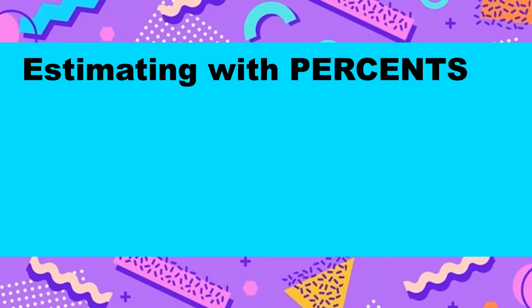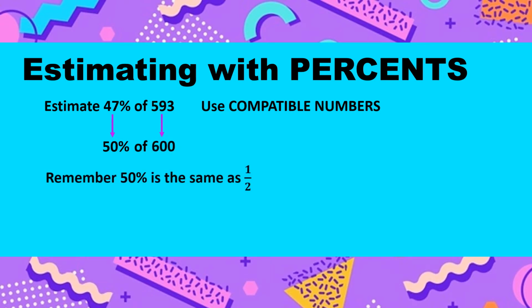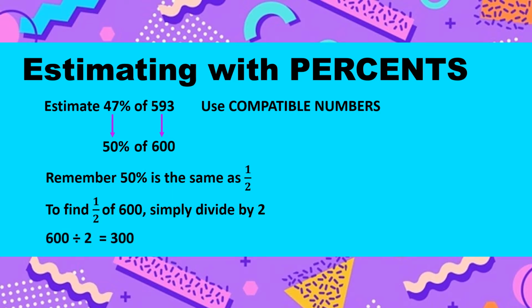Now let's focus on some estimating with these percents. If I were asking you to estimate 47% of 593, we're going to use compatible numbers. 47% is really close to 50%. And 593 is really close to 600. So to find 50% of 600, remember that 50% is the same as 1/2. To find half of 600, all you need to do is divide by 2. 600 divided by 2 equals 300. So 47% of 593 is approximately 300.